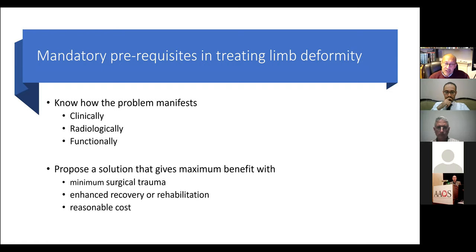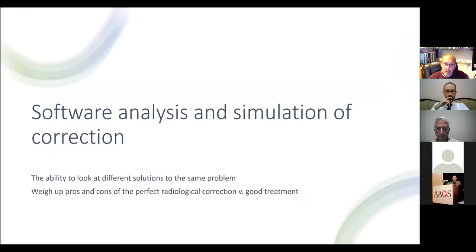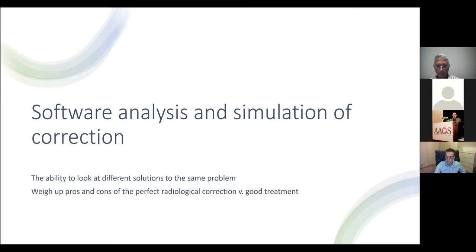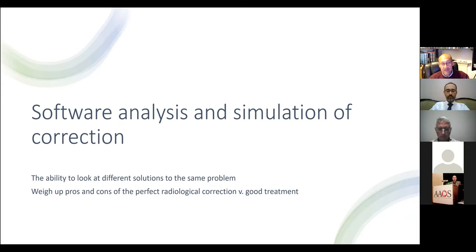So to follow on, what you need to do is to be able to propose a solution to the problem. If you have experience in deformity analysis, and you get that experience through practice, you are able to choose a solution that provides maximum benefit through minimum surgical trauma, enhanced recovery and rehabilitation, and also, in today's world, at a reasonable cost. So software analysis of deformity and simulation of correction allows you to look at different ways to solve the same problem. Through seeing these different ways, you can weigh the pros and cons of not just getting the perfect X-ray result, but looking at alternative results that are also examples of good treatment.